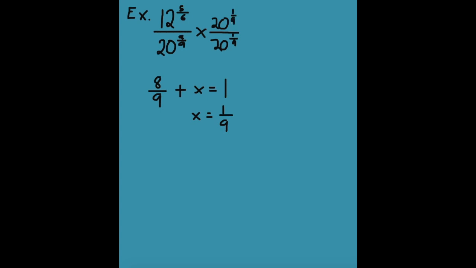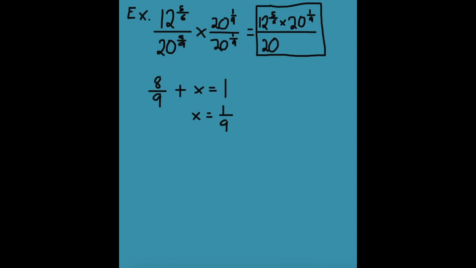In the denominator, I get 20 to the 9/9 power, which is simply 20 to the 1st power, or 20. Let's look at the numerator. I can't simplify this any further since the two numbers do not have the same base. One number's base is 12, and the other number's base is 20. Therefore, the answer is 12 to the 5/6 power times 20 to the 1/9 power, divided by 20. We have rationalized the denominator.